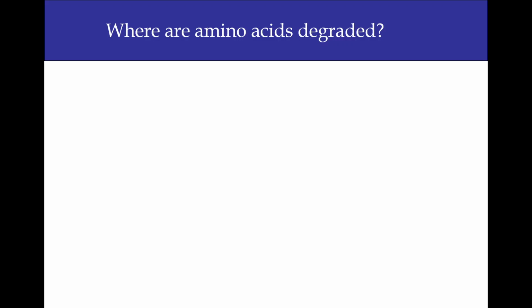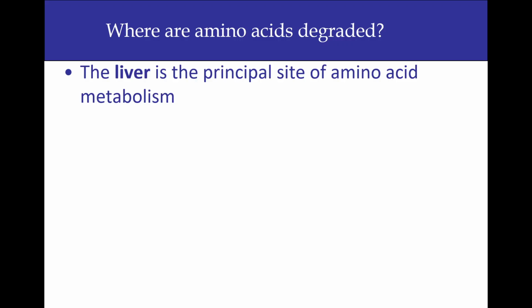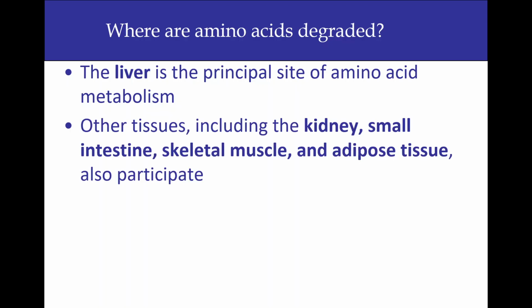First of all, the location. Where do amino acids get degraded? Liver. Yes, mainly in the liver. Yes, the liver is the principal site. There are other tissues like kidney, small intestine, muscle, and adipose tissue, but the main site is the liver.